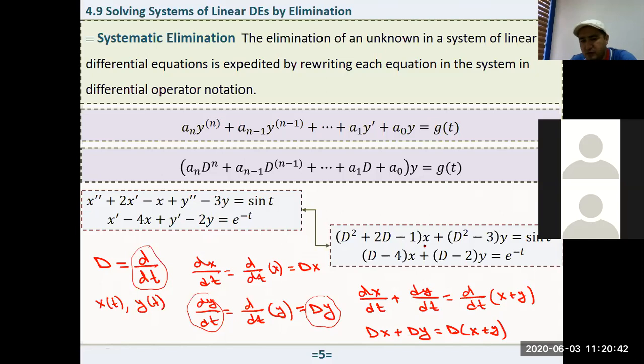Actually, it was used in the annihilation method in 4.6, I think. But we skipped this because there was nothing new, only that it did this using the differential operator.